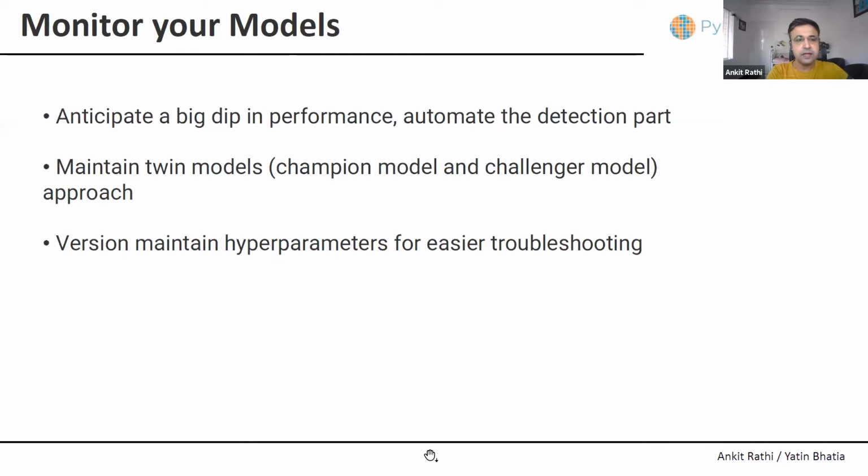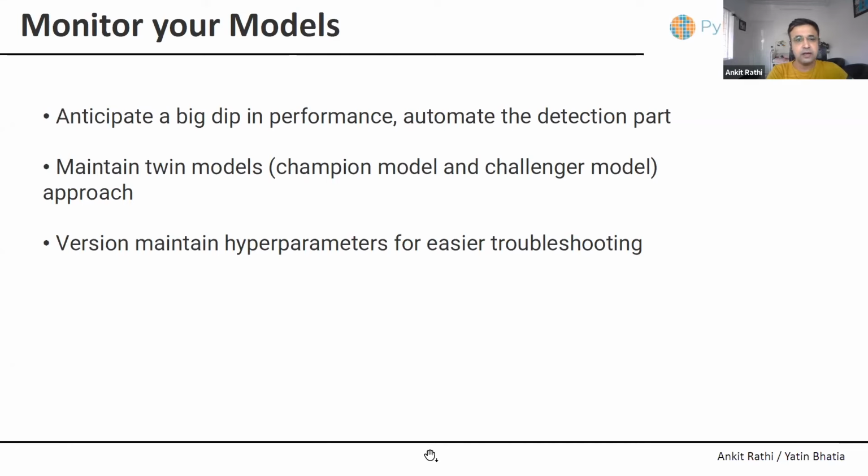Apart from that, we can maintain a twin model approach, where we put the champion model in production and the challenger model in pre-prod. The idea is, because we need to train the model again and again, and not a single strategy works for a longer time as the data drift happens or the scenario changes.